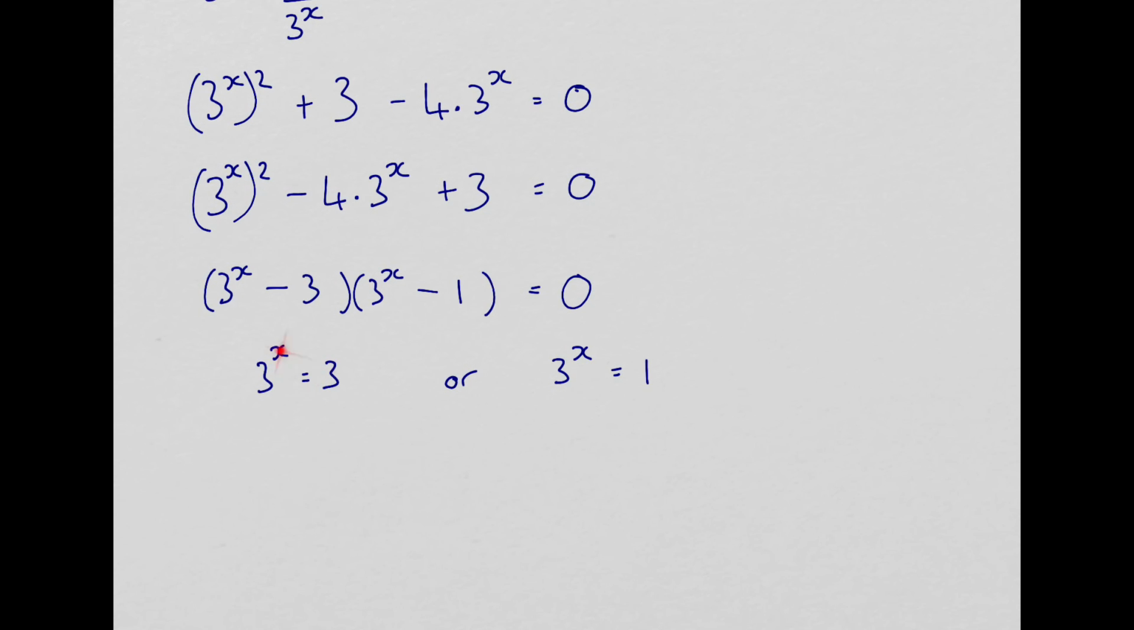In the first one, the bases are already the same, so we can equate the exponents, and x therefore equals 1. In the second one, remember whenever we have a 1, we can show that as any base that we like to the power of 0. Now the bases are equal, so we can equate the exponents: x is equal to 0.